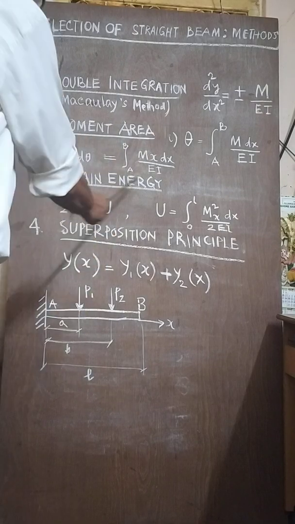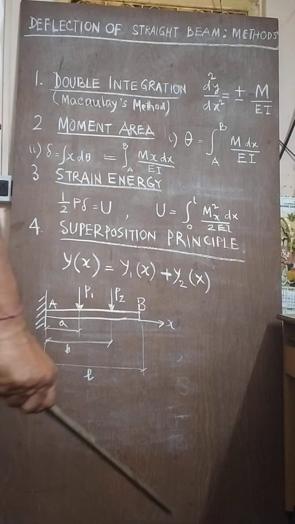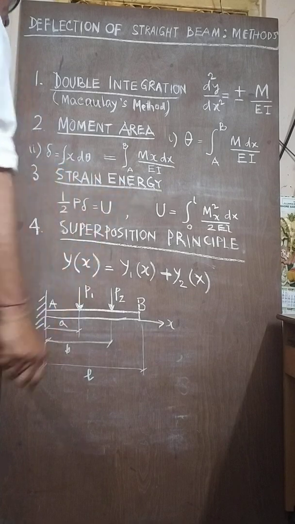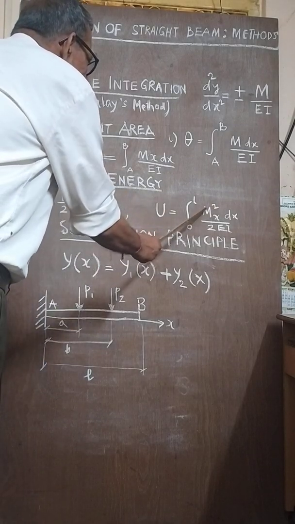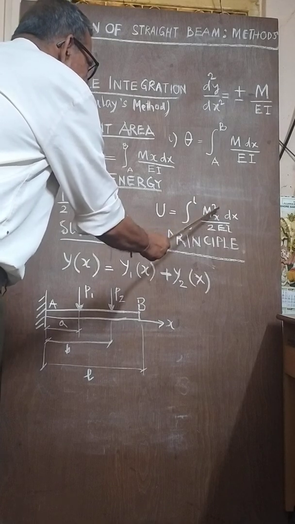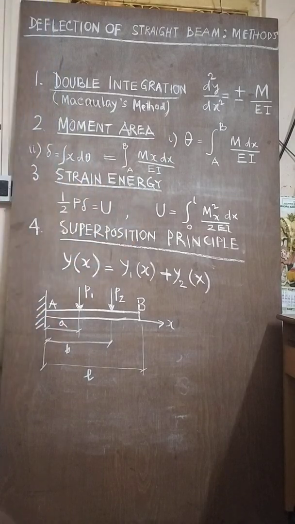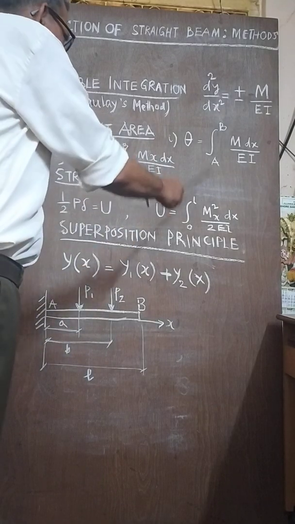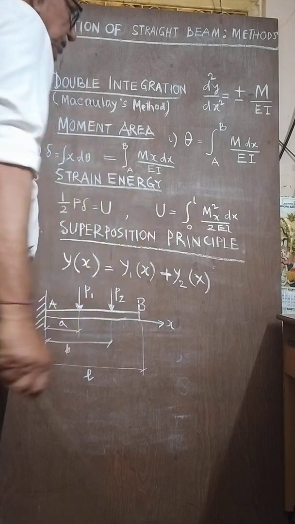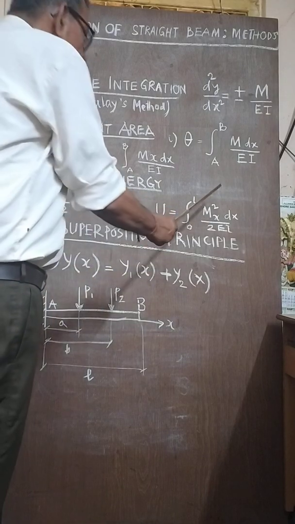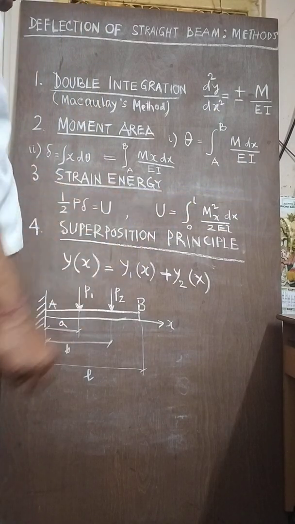The third method is the strain energy method, which we sometimes call Castigliano's theorem. This method is very useful. We know the strain energy, one of the formulas is the integral of Mx squared dx by 2EI from 0 to L, where Mx is the bending moment at a point x. Suppose the length of the beam is L, at any point x we find the equation of the bending moment, the square of it divided by 2EI into dx, the small length dx.